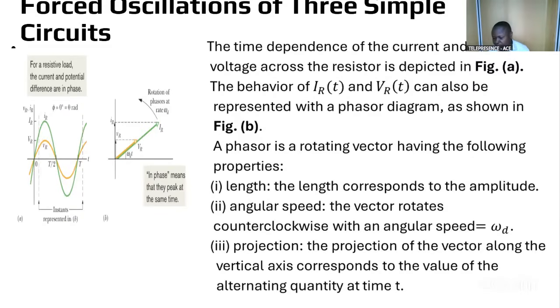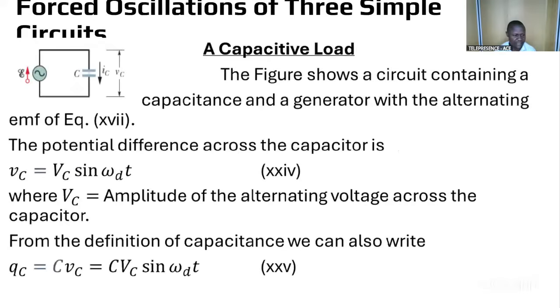So in a purely resistive circuit, IR is equal to VR. Also in a purely inductive circuit, VL is greater than IL. And in a purely capacitive circuit, IC is greater than VC.